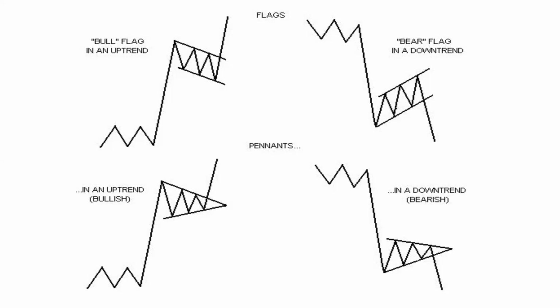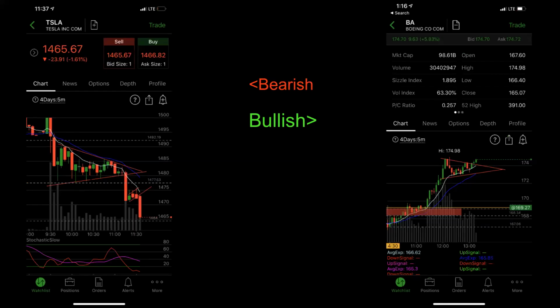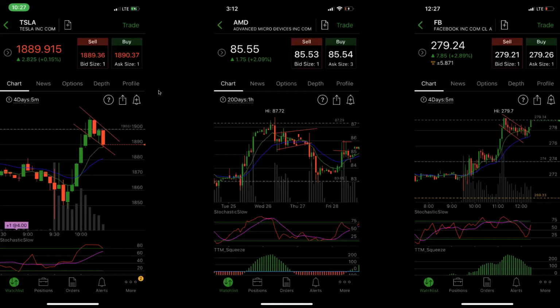In our flags, we're seeing the consolidation happen in channels, like this. This is a channel. You see that the tips are not connecting. And for pennants, we see that at the end, we're getting tips that are connecting. All right? You guys get that?